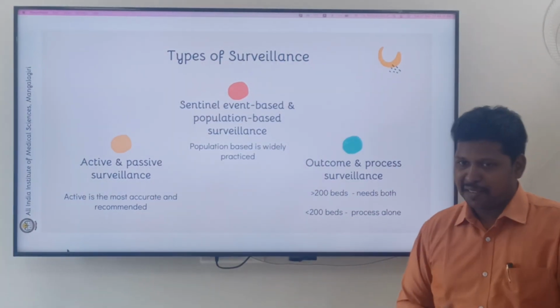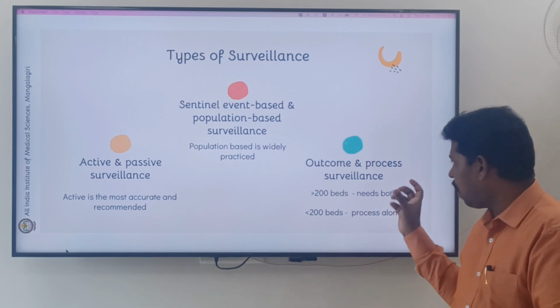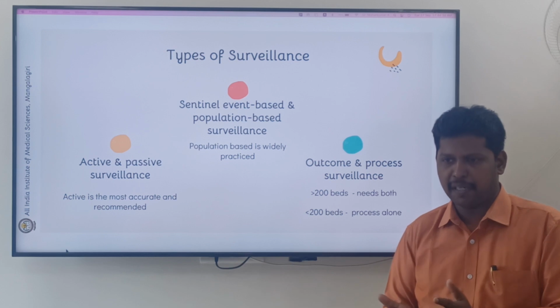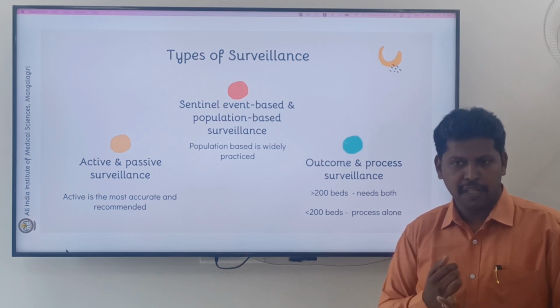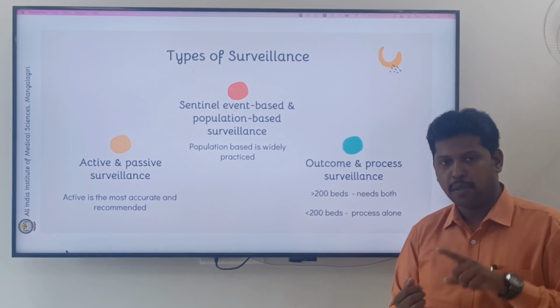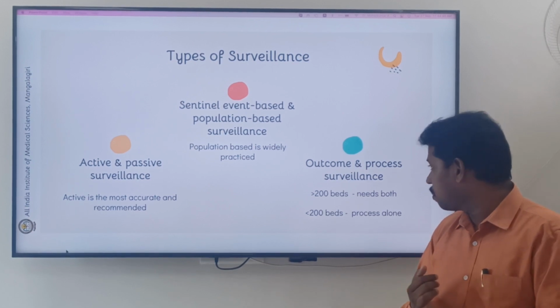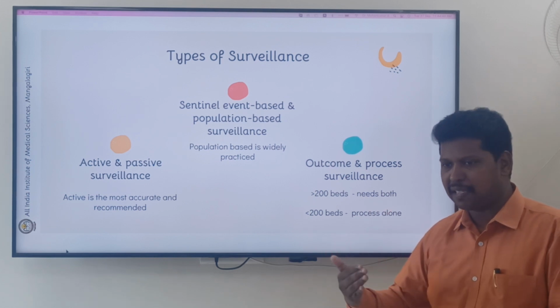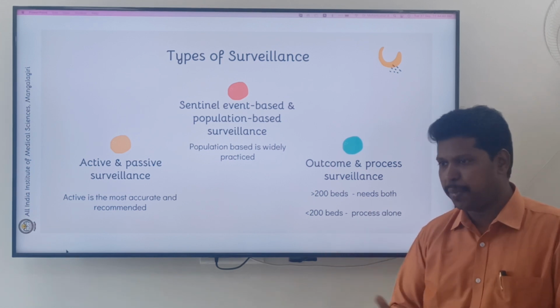Outcome and process surveillance, these two terms. Outcome, basically, is when the event has happened, like a catheter associated UTI has happened. It's already finished. So if you are doing surveillance for all the HAIs, it is all outcome-based surveillance. It has already happened.